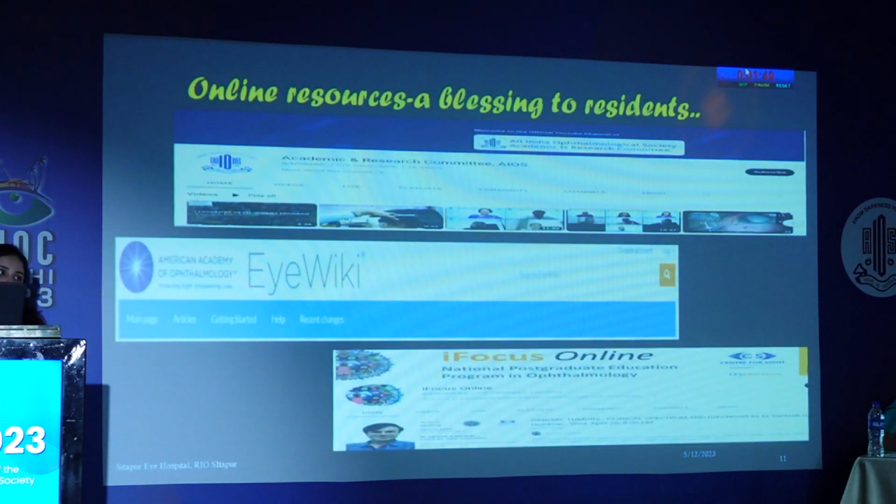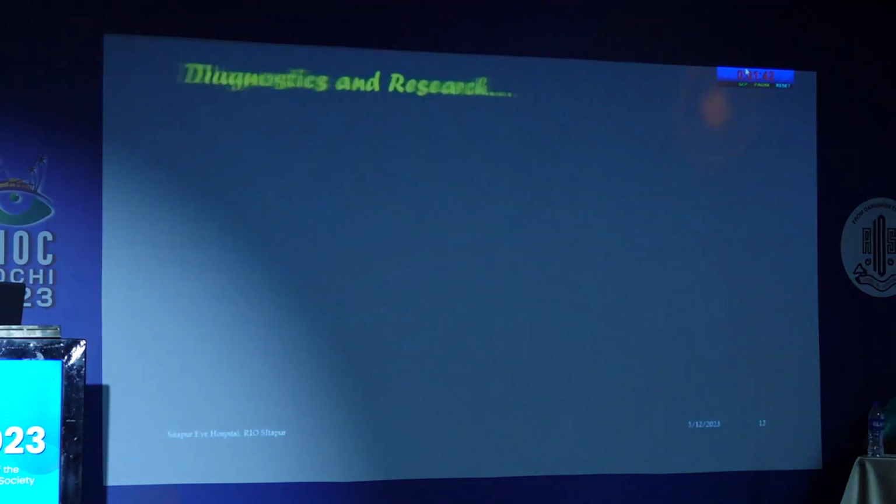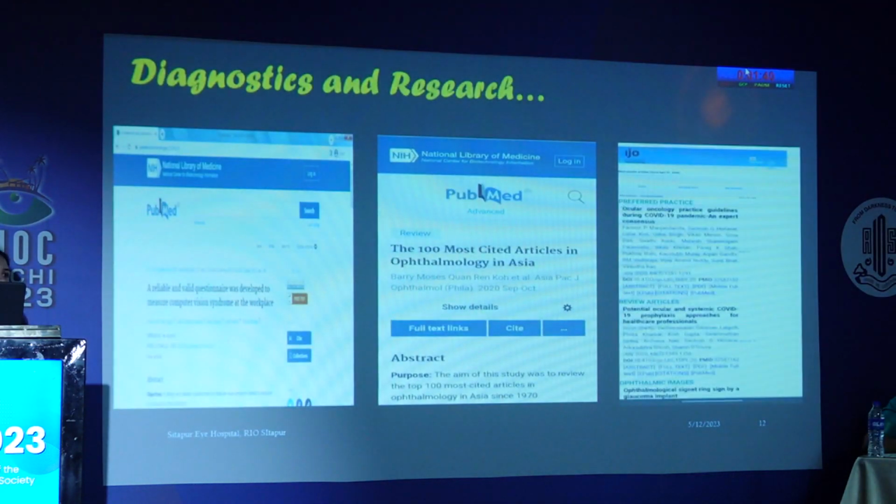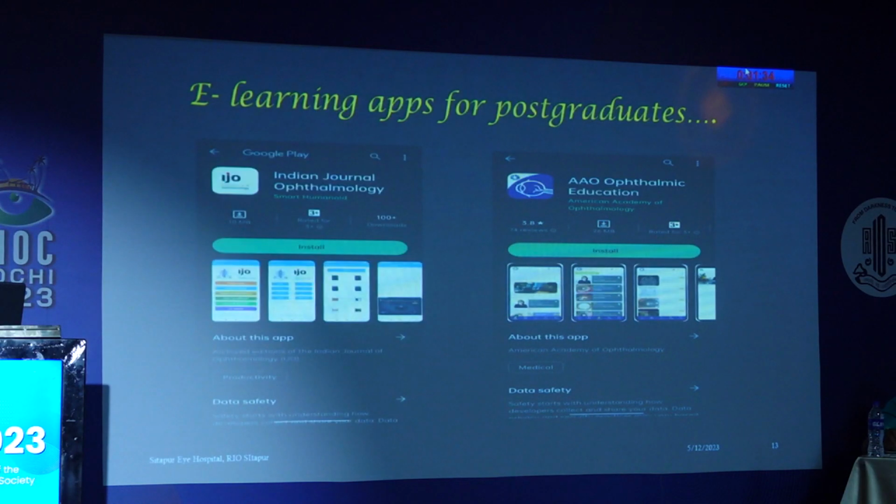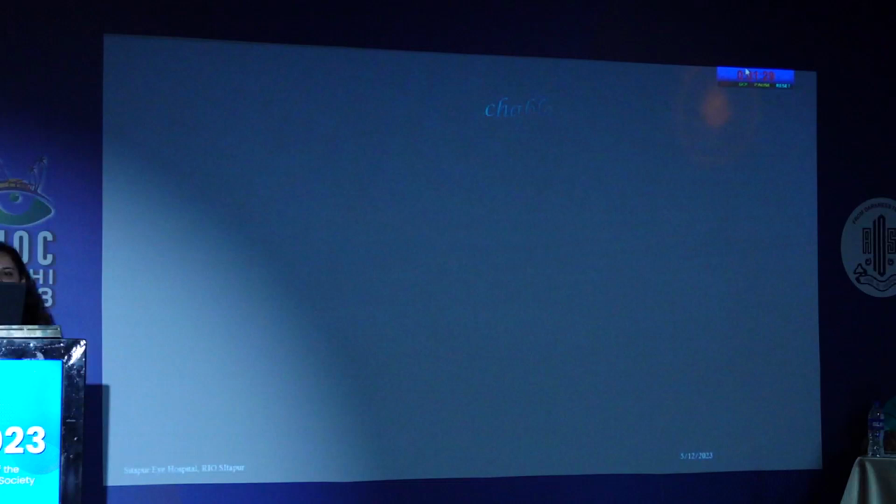Now, it's a blessing to the residents. We have various online sources which we can go to with just a click and get a lot of information. It helps in diagnostics and research. Gone are the days when we had to sit in the library and search for our thesis material. We have e-learning apps, and apps are making our life so easy. So why do we lag behind in learning?